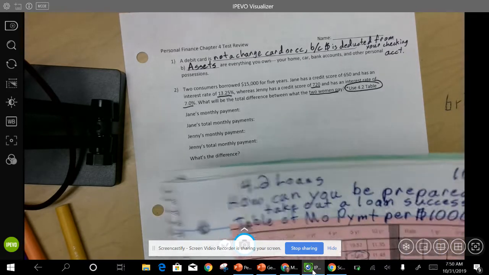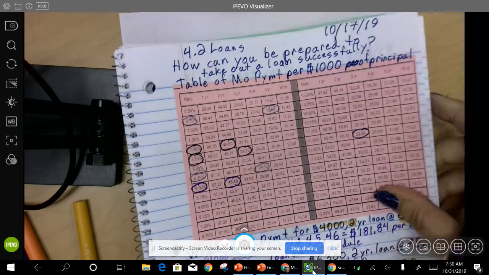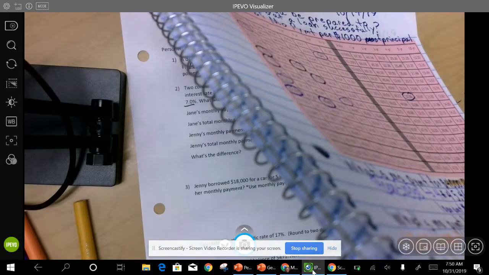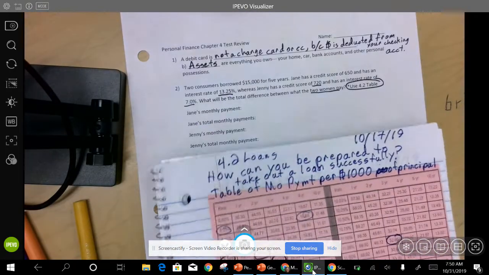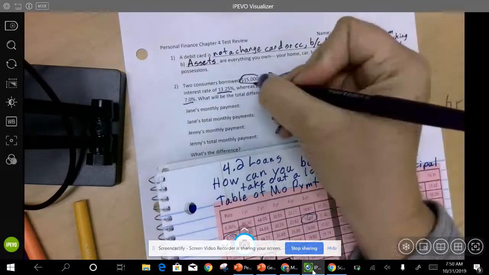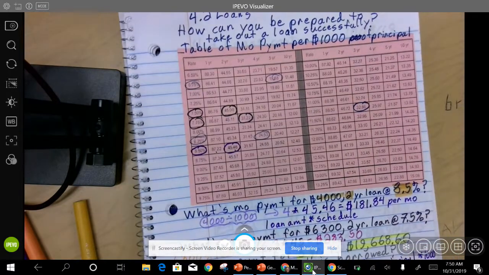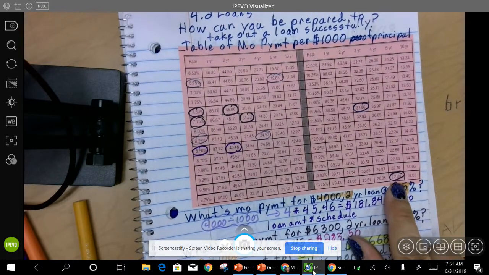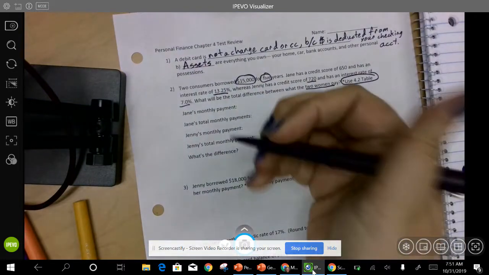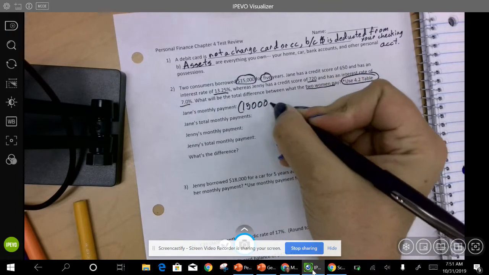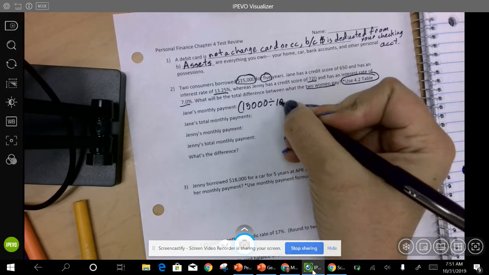So I look on the table. Hers was 13.25. That's right here, and it is for 5 years. So everybody, 5 years is the time, and $15,000. So I look here, 5 years, 22.88. Remember, the table is only for $1,000.